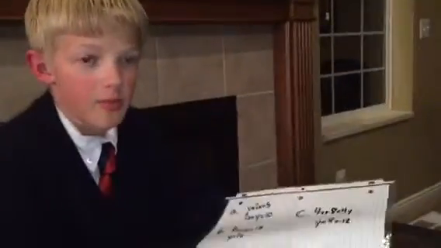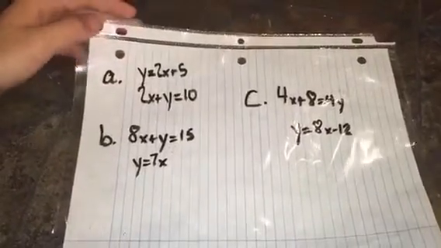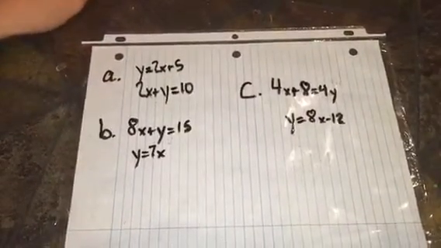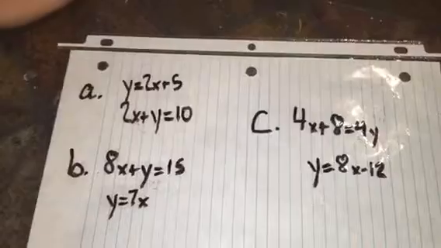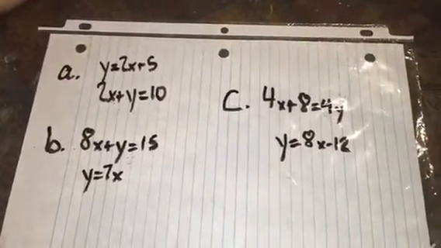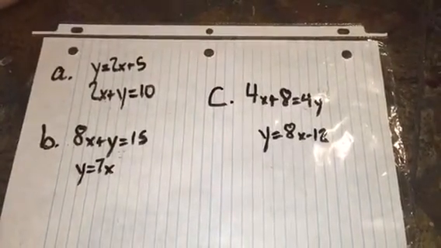Alright, now it's time to test your knowledge on the subject. I'll give you 3 problems to do. If you get 3 right, you are a master. If you get 2 right, you're still pretty good, but you might want to watch me working through those examples again. So, here are your practice problems. I'll read them to you. For A, we have y equals 2x plus 5 and 2x plus y equals 10. For B, we have 8x plus y equals 15 and y equals 7x. For C, we have 4x plus 8 equals 4y and y equals 8x minus 12. Alright, we can pause the video while you do these questions.